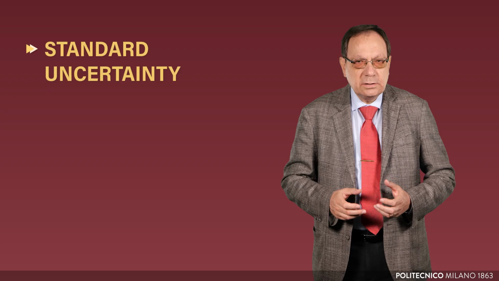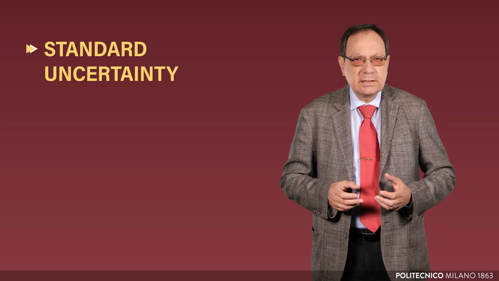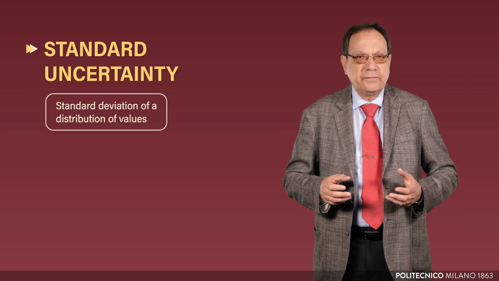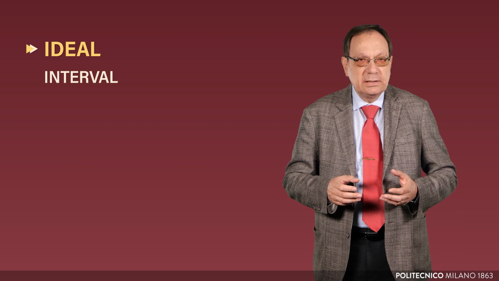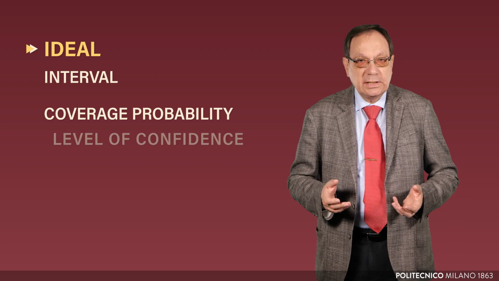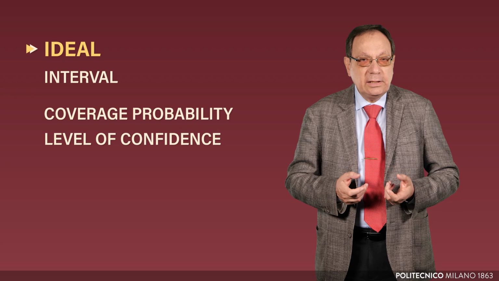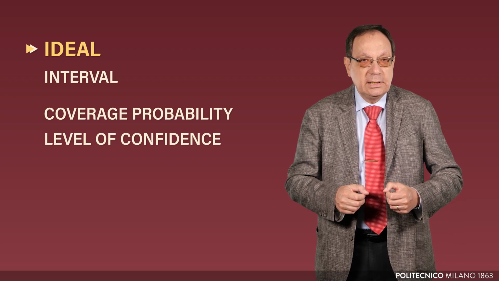We have seen that the GAM defines the standard uncertainty as the uncertainty of the result of a measurement expressed as the standard deviation of a distribution of values. We have also seen that the GAM recommends as the ideal method for expressing measurement uncertainty a method capable of providing an interval built about the measured value to which a coverage probability or a confidence level can be associated, indicating the likelihood that the value of the measurement falls within that interval.